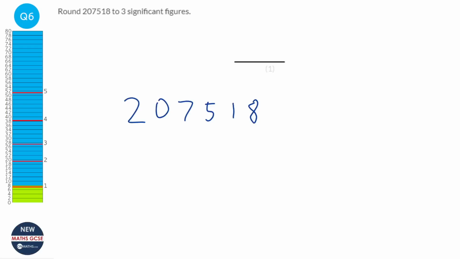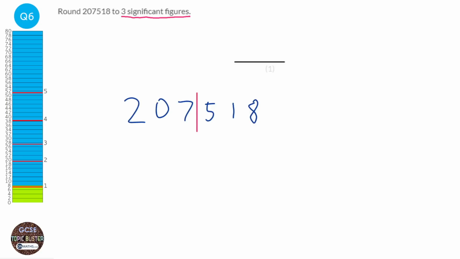And we're asked to round this to 3 significant figures. Basically what that means is, starting from the left-hand side, it's 3 numbers that we want. So 1, 2, 3, and we're going to do our line after that third number. You start counting at the first non-zero digit. The first digit there was 2, so we started counting.